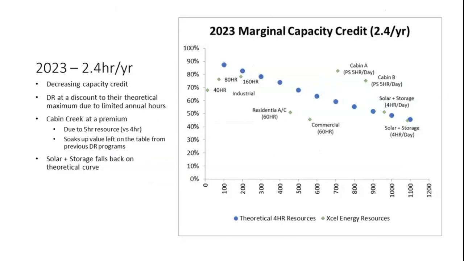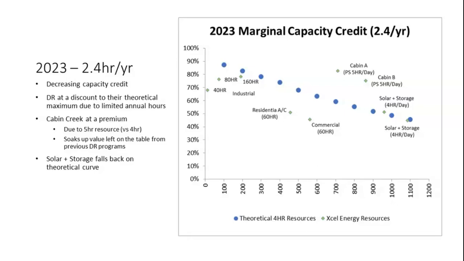We're going to start with 2023 and the lower of the reliability standards, and first concentrate on those blue circles. Those blue circles show what we call a theoretical four-hour resource. So if we have, we'll call it, a perfect battery, a four-hour battery, and we're installing 100, 200, 300, you can see the important thing here is that the capacity credit starts high, but it does decline with increased penetration. That's the theoretical maximum for four-hour resources on a system like Xcel Energy Colorado. Why is that? That has largely to do with the shape of the load and how many hours we need over peak. And then I have those various programs scattered throughout here.